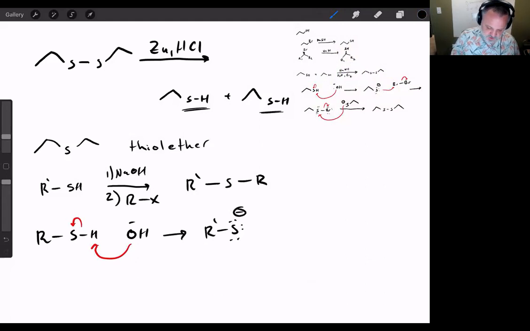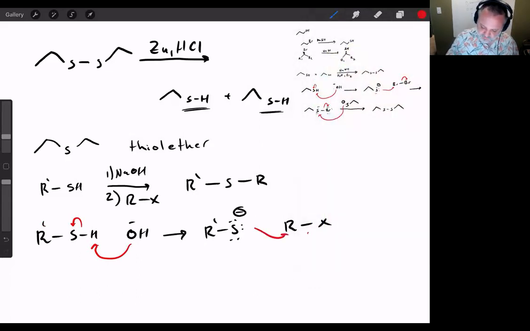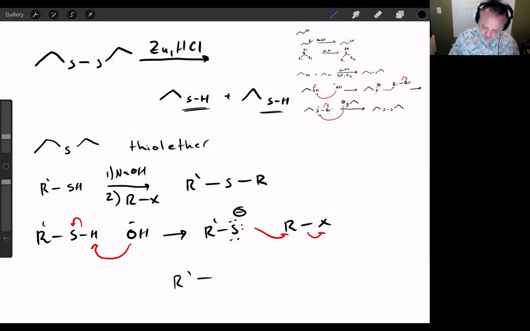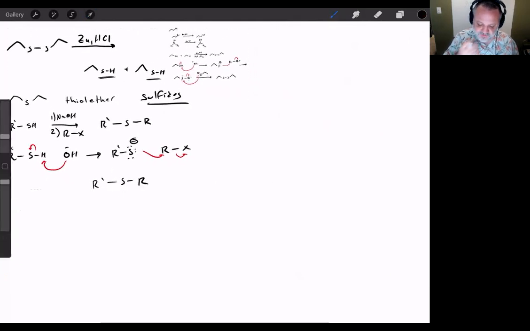I've now got an R minus, and that reacts with the RX in a substitution reaction like I might expect with a halogen group. Okay, now the thioethers or the sulfides, unlike their oxygen counterparts, are somewhat reactive. Specifically, they can undergo oxidation.